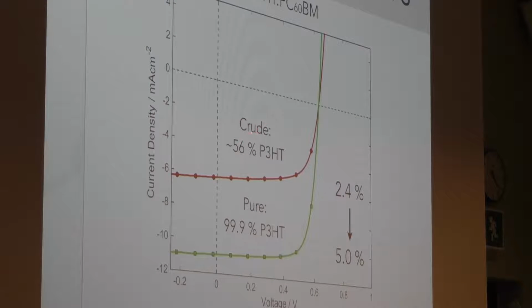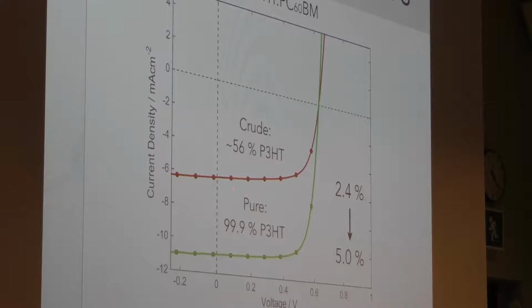If we measure the purity using XRF, in our crude sample we found that the purity, detecting the sulfur, was around 56% for the P3HT. We get a perfectly decent device of 2.4% efficiency. However, the current is a lot lower than what we would expect. So these devices are made using PCBM, so C60BM, PC60BM. So 2.4% is fairly low for these devices.